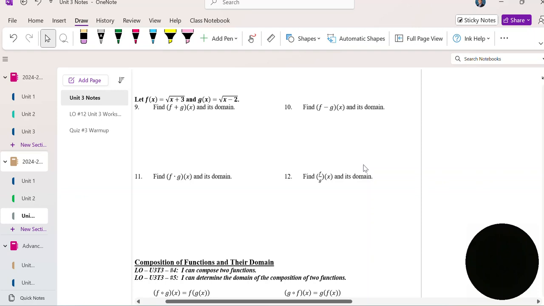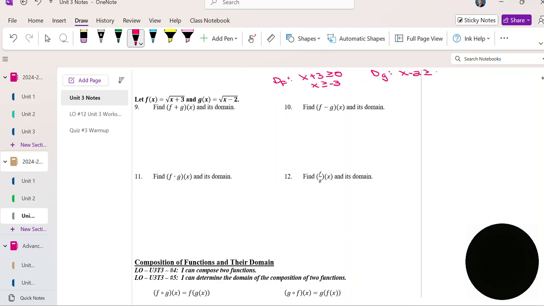So here we have an example, all right? So the domain of f, that's x plus 3 is greater than or equal to 0. So x is greater than or equal to negative 3. The domain of g, you would have x minus 2 greater than or equal to 0. So x is greater than or equal to 2. Now, where do they intersect?